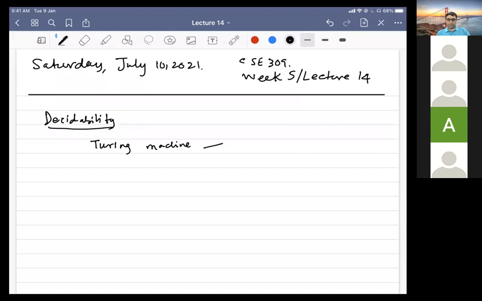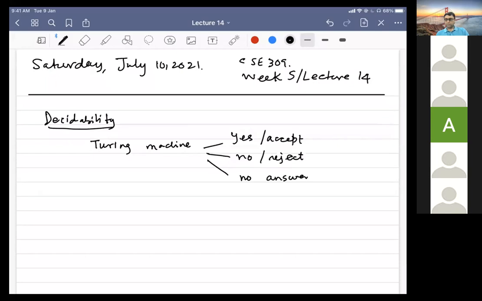there are two possibilities, either that this machine will say yes, or it will say no, right? Yes corresponds to accept the string, and no corresponds to reject the string. But there's also a third possibility, and that third possibility says that some Turing machines go into an infinite loop. So based on this information and our understanding from Turing machines, we define two things.